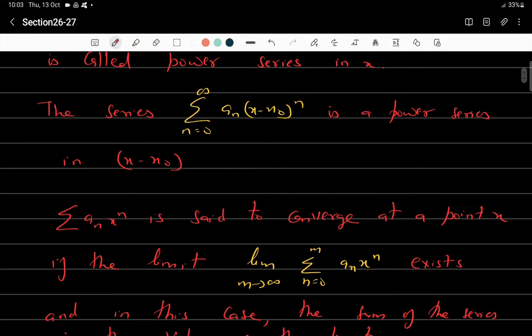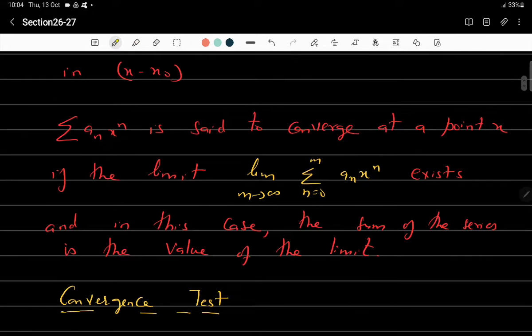Now this series a_n x raised to the power n is said to converge at a point if the limit, as n tends to infinity, of a_n x raised to the power n exists. It means that the sum of the series is converging to a finite value or to a function. In that case we say it is convergent. Otherwise, if it is not converging, we say it is divergent. If it is convergent, then the sum of the series is the value of the limit.